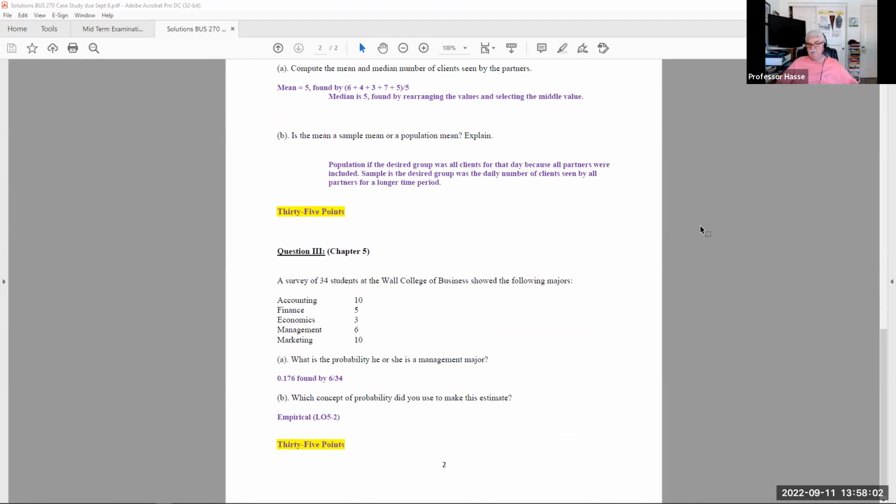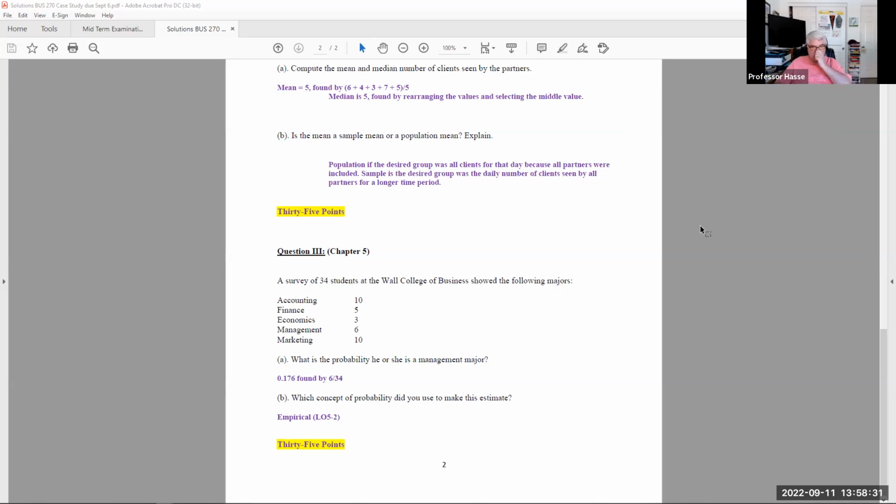Well, simply the probability is 17.6%. 6 out of 34. If you round, 18% was okay, but in the future, always give it to at least one decimal point, please. But again, there's roughly a 17.6% chance that students at the Wall College of Business are a management major. And that's what I was looking for.